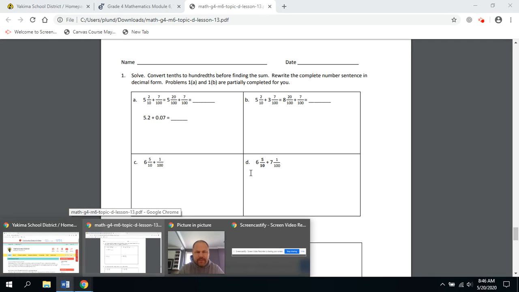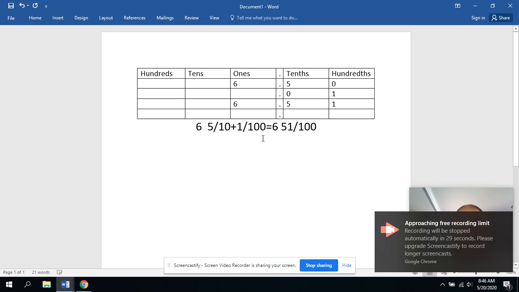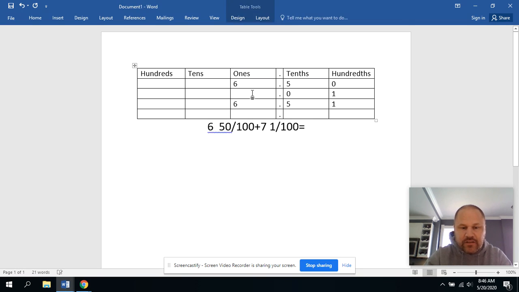Okay. So we're doing the same thing except now we're saying 6 and 5 tenths plus 7 and 1 hundredth, right? So once again we convert 5 tenths to 50 hundredths. And so now we can do it. We say 6 plus 7 is 13, so 7 ones.